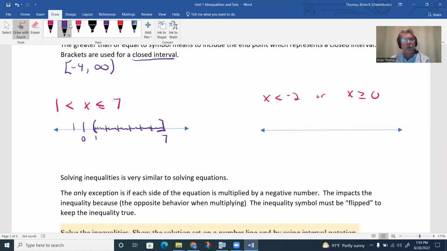So the 1 is actually open, so we use a parenthesis because we don't include the 1. And then we have our comma. The 7 is our right-sided boundary, and we use a bracket since the 7 is included.